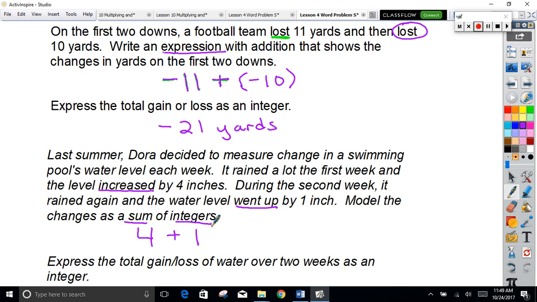Now it says express the total gain or loss of water over 2 weeks as an integer. Nick, what would the answer be to this problem? And what would the units be? 5 what? No, it's not talking about how many weeks of water. What is the water measured in? There you go. 5 inches. So we're measuring the total gain or loss of water, which is in inches.